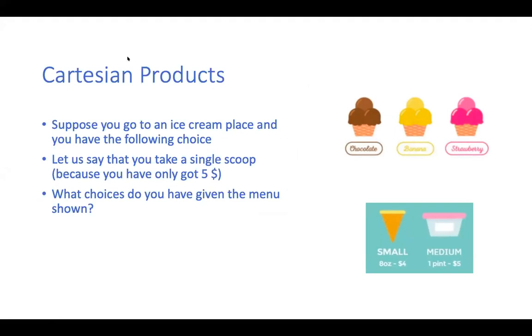So let me start with a little motivation, which is to look at this situation. Suppose you go to an ice cream place and you have the following choice. You want to take a single scoop of ice cream and the menu is given to you as shown on the screen. So what are the choices that you have given the menu shown? What are the different ways that you can get ice cream? And can people please participate and reply? That's also a way for me to know if people are here.